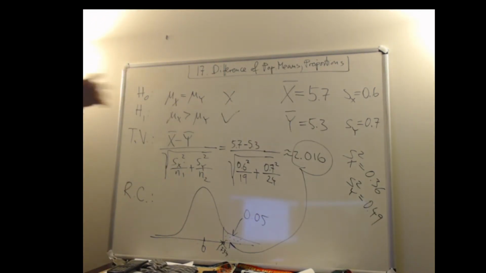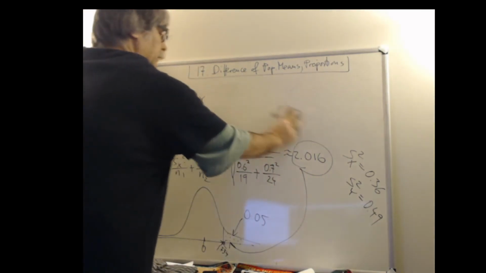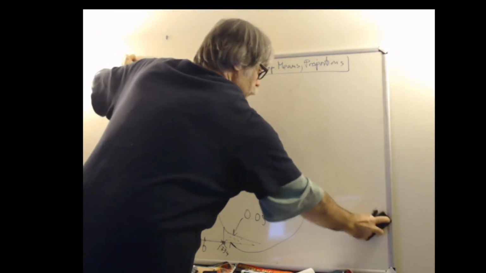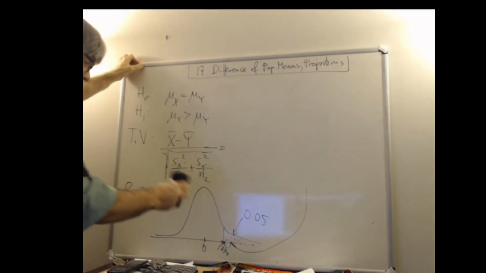So this approach we did was perfectly okay. But sometimes it happens that the variances in the two populations are the same, or at least that you can assume them to be the same. So that's a special case. Let me give you an example of when that happens. Again, we're talking about the t-test here.